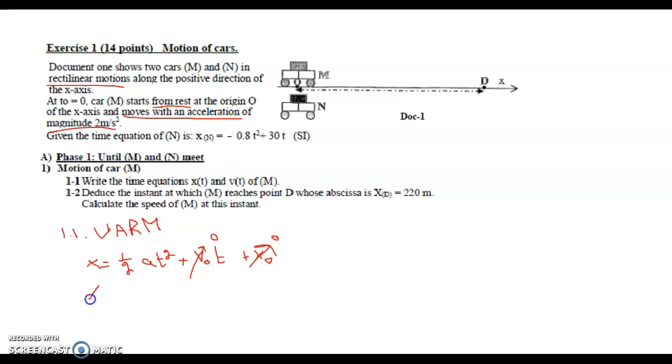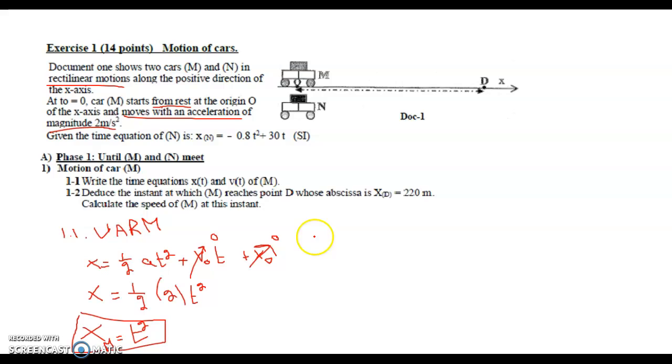So we are left with the term x equal half at squared, and a is given to be 2 meters per second squared, so we have half times 2 times t squared. So x is equal to t squared. Now this is the general equation for M. So I can say that this is x_M.